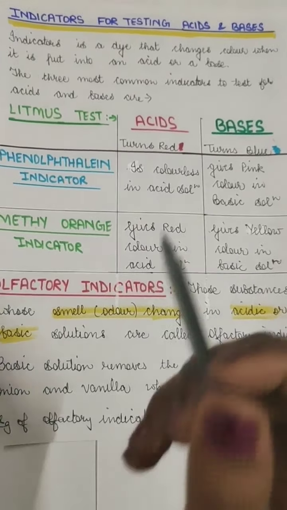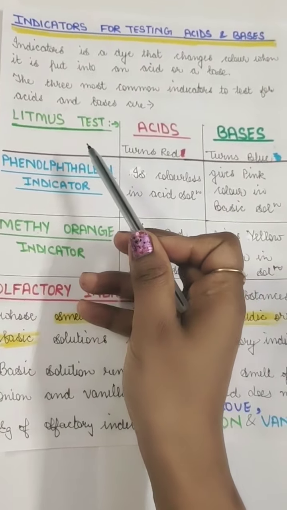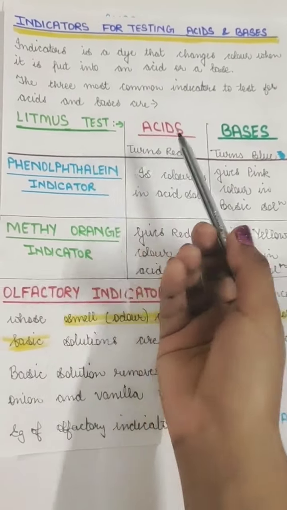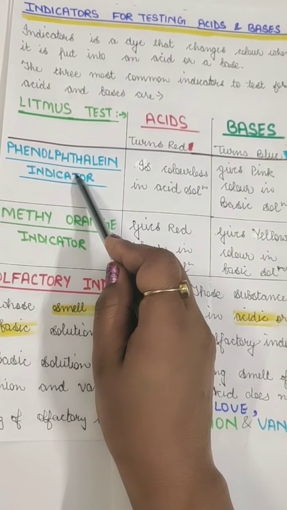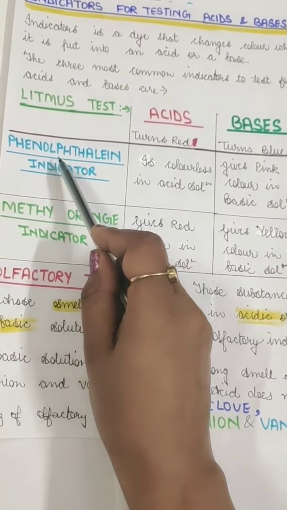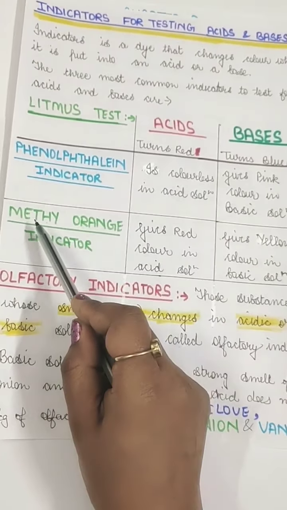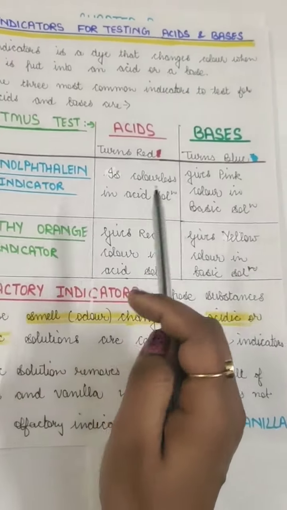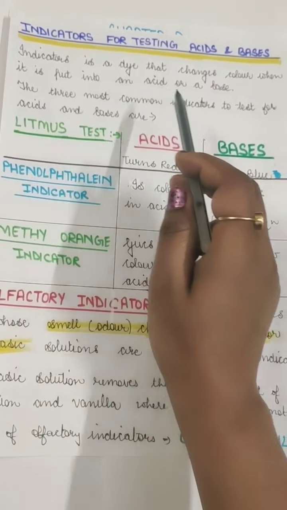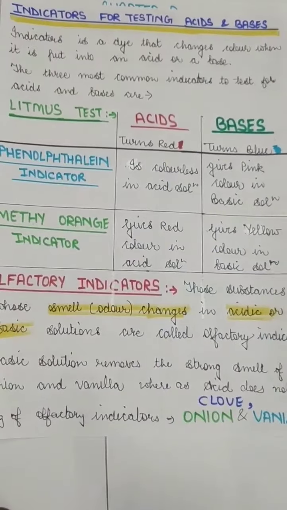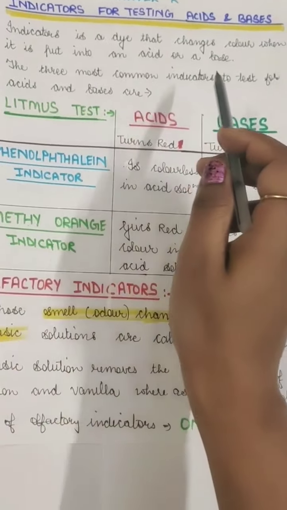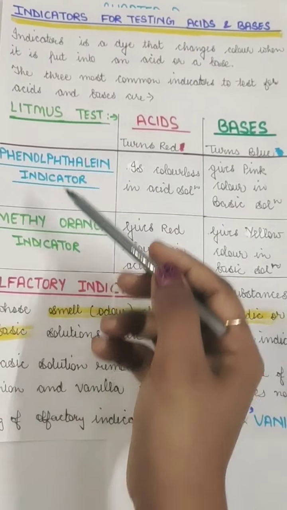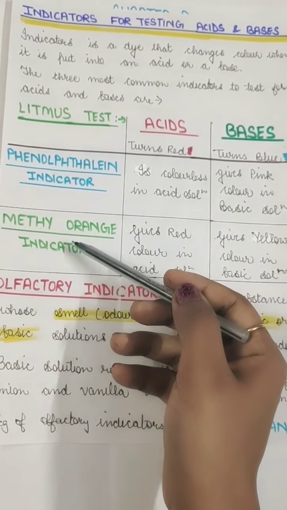Here are the few main indicators which are mentioned in your syllabus. They are the litmus test, which you have already studied in your previous classes. Then a new one is phenolphthalein indicator, and the other one is methyl orange, which we just read. An indicator is a dye that changes color when it is put into an acid or a base. The three most common indicators are litmus, phenolphthalein and methyl orange.